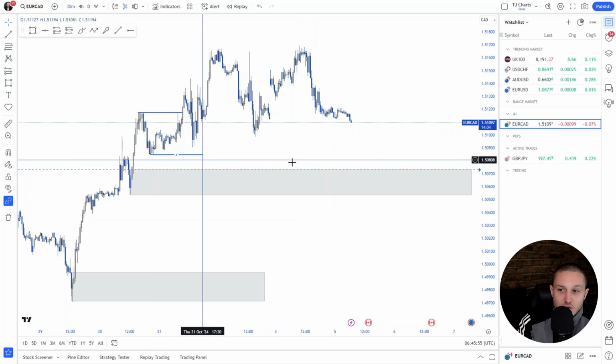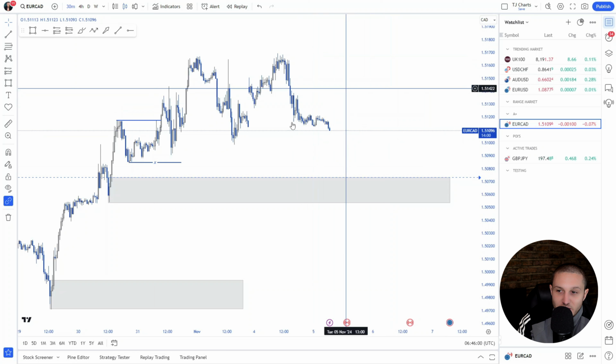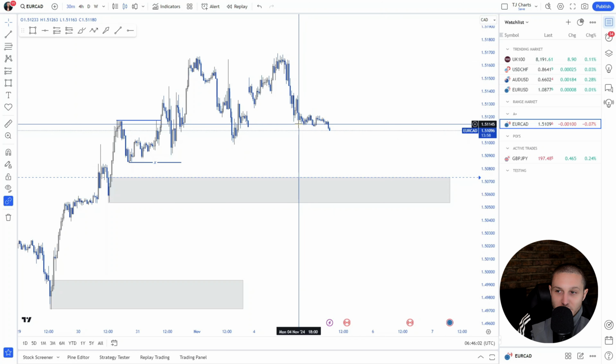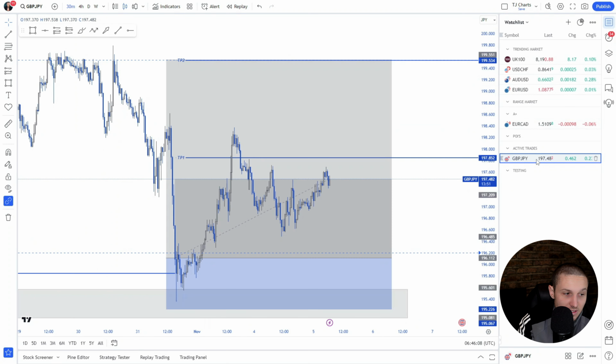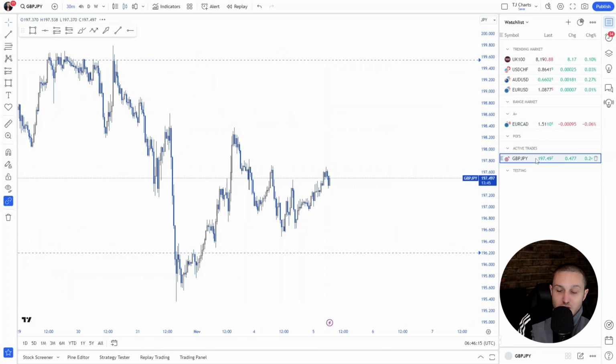EURCAD is in the same place still. I do like the look of this. So this is probably the best trade so far that I'll probably be waiting for. I'm not really focusing on any other pairs. So it'd be EURCAD and monitoring GBPJPY, which is looking good. So, yep, nothing's really changed this week so far.